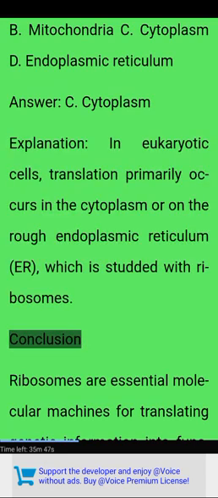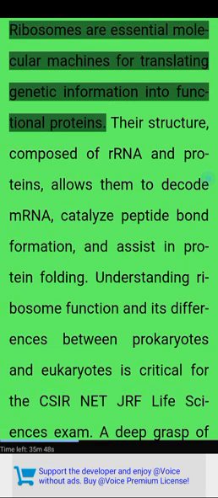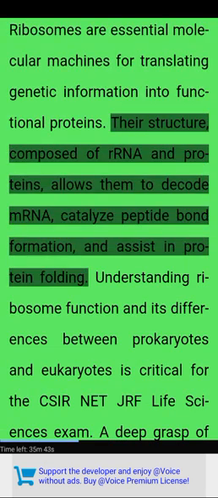Conclusion: ribosomes are essential molecular machines for translating genetic information into functional proteins. Their structure, composed of rRNA and proteins, allows them to decode mRNA, catalyze peptide bond formation, and assist in protein folding.